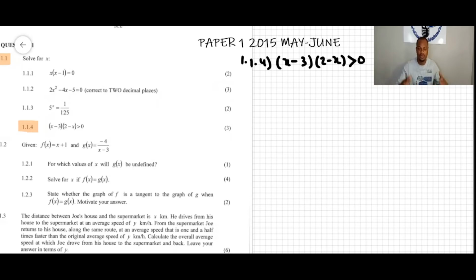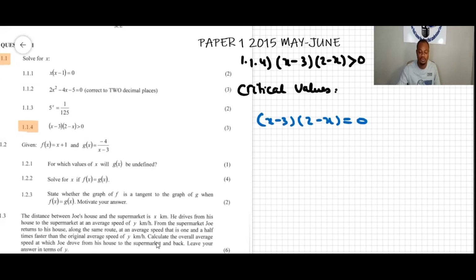So we are required to find what we call the critical values, that will determine the boundaries of each interval. So here I'm going to write critical values. It is where we assume that x minus 3 and 2 minus x are equal to 0.